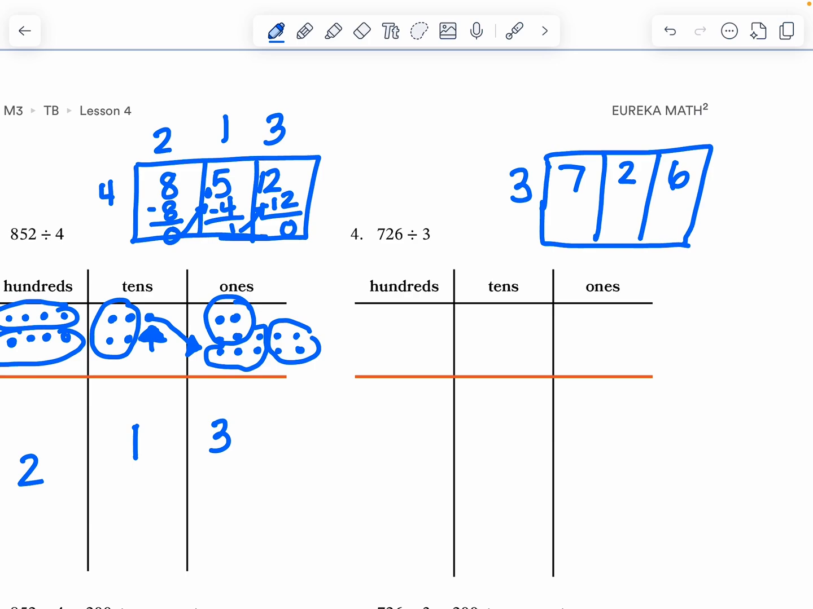3 will go into 7 2 times. 2 times 3 is 6. Then I subtract. I get 1 and I bring the 1 up. 3 will go into 12 4 times. 4 times 3 is 12. Subtract 0. Bring that up. 3 will go into 6 2 times. 2 times 3 is 6. And get 0 left over. So our answer for this one is 242.